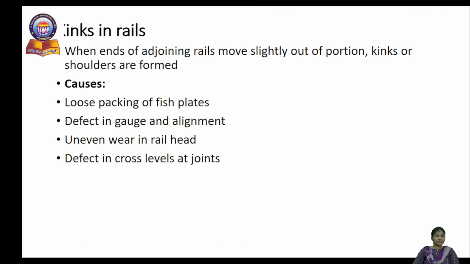So the causes for these kinks may be loose packing of fish plates, defects in gauges and alignments, uneven wear in rail head, and defects in cross levels at joints.